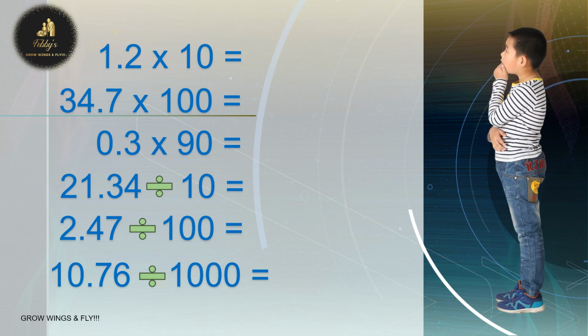For the first one, is the answer 12 because I moved the decimal point one place towards the right? That is correct. For the next one, is my answer 3470 because I'm going to move the decimal place 2 towards the right? That is absolutely correct. The next one, is the answer 27?